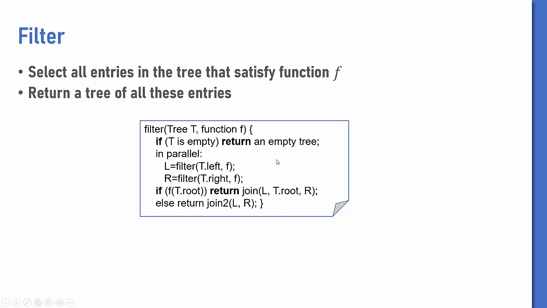Then in parallel, we can filter the two subtrees respectively. Say we have output L and R. And finally, we need to decide if the root satisfies the function f. If so, the root should be included in output. So we call a join to connect L and R by the root. Otherwise, we don't need to include the root, and we just call join2 to connect L and R instead.